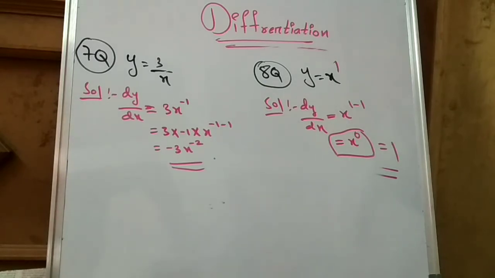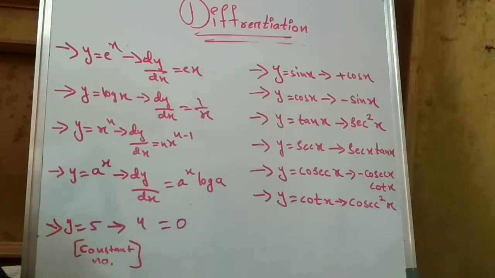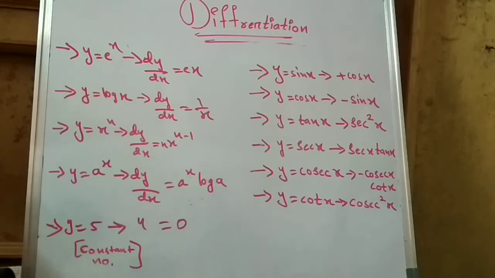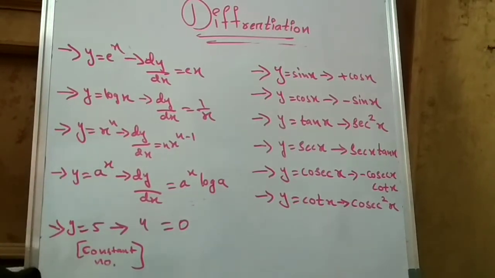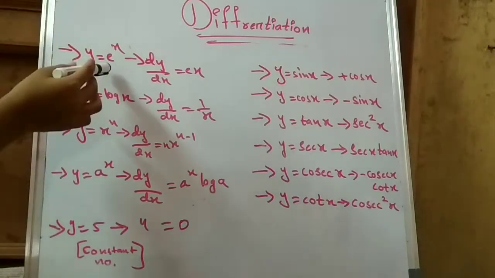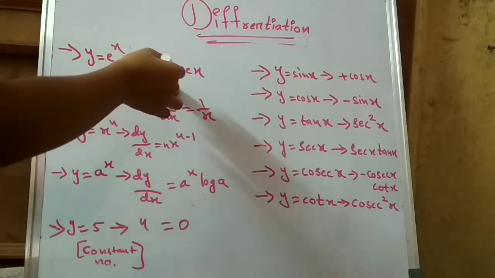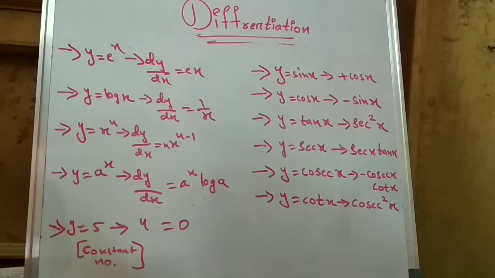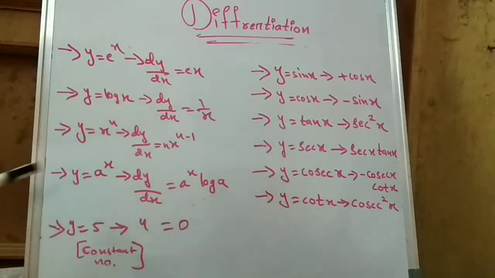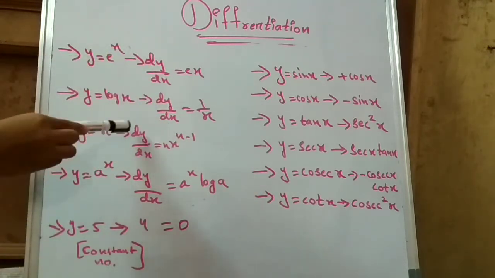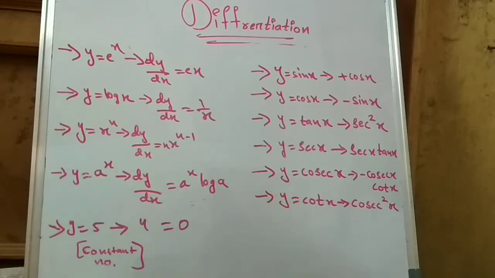Okay. These are some important equations that you must learn. Remember. I don't know how, but you need to remember. So when y is equals to e to the power of x, then dy by dx is equals to e to the power of x. When y is equals to log x, dy by dx is equals to 1 by x. When y is equals to x to the power of n, then this was what we were doing all the time. Okay.